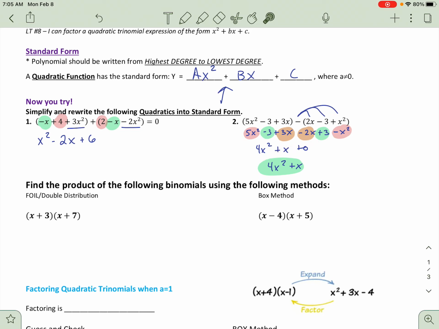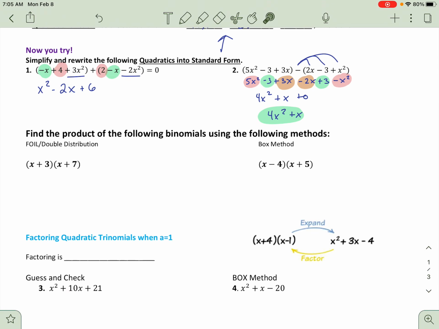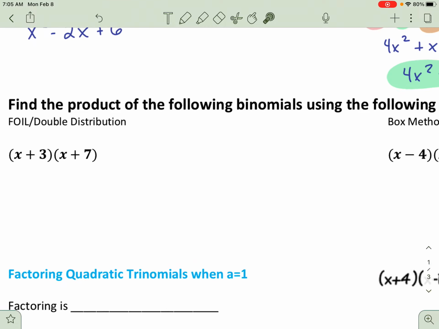Okay, so that's how you write it in standard form. Simplify it all the way down if it's more than 3 terms. Really, you notice it has a quadratic trinomial is really what it is. This is a binomial, but that's because the third term is 0. Otherwise, it should be a trinomial.